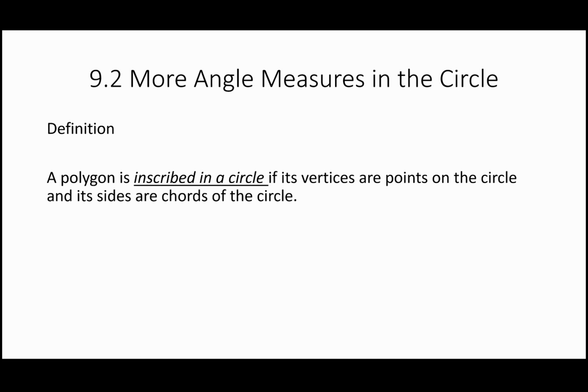A polygon, this is where it gets really fun because we get to throw polygons in the mix in conjunction with circles. Now the polygon can either be inside of the circle or outside of the circle, and there's different terms for each. So if a polygon is inside of the circle, then it is inscribed in a circle if its vertices are points on the circle and its sides are chords of the circle. Or you could call them secant lines if you want to. Secant line segments, I guess, would be technically correct. But yes, so here polygon or quadrilateral ABCD is said to be inscribed in circle Q.